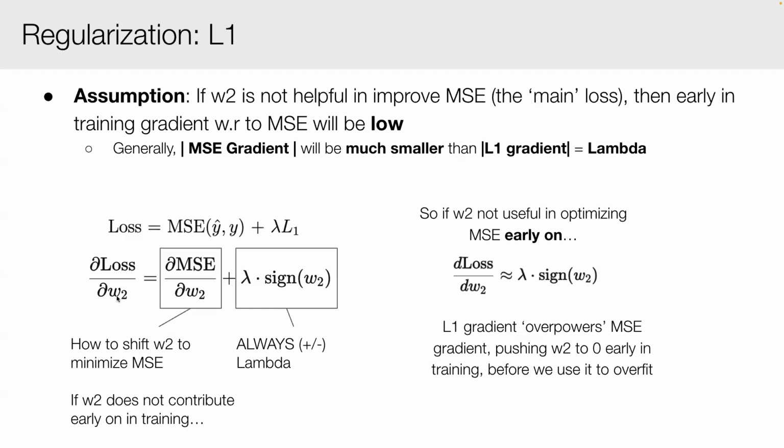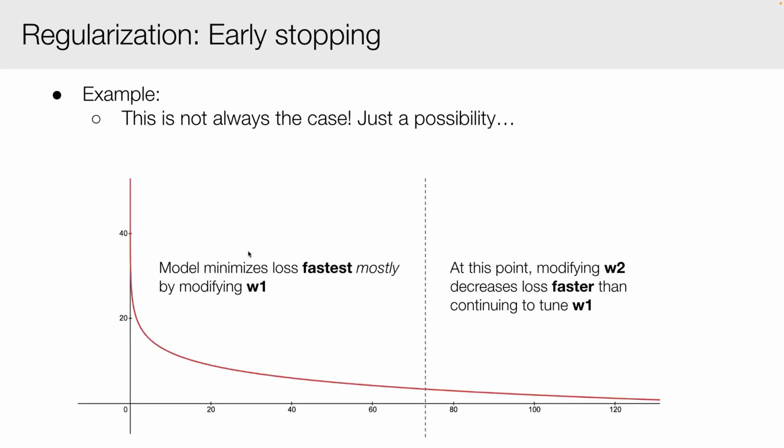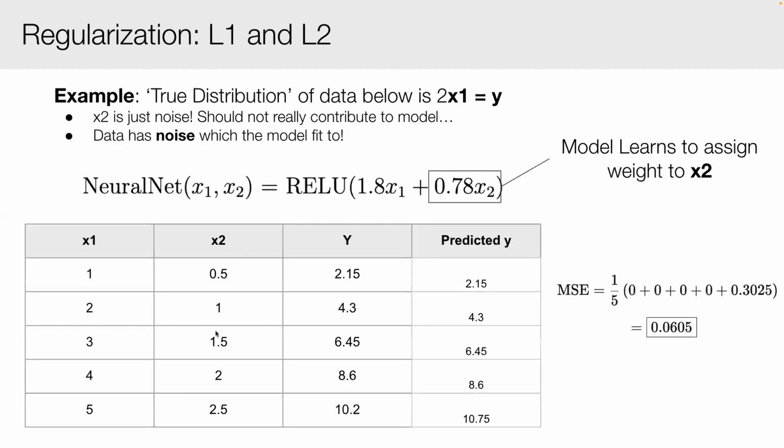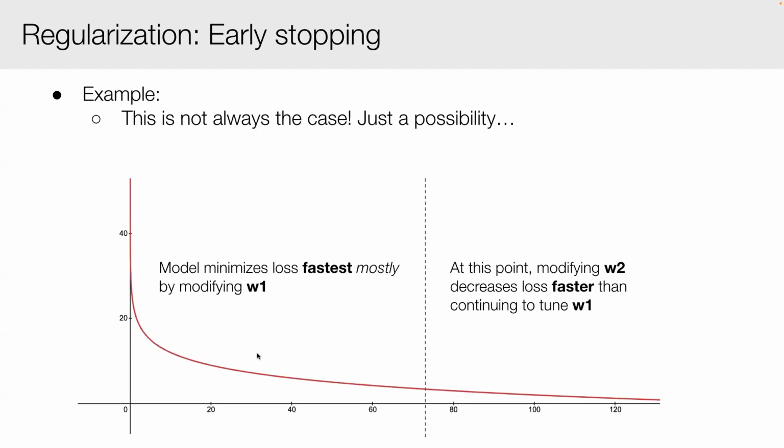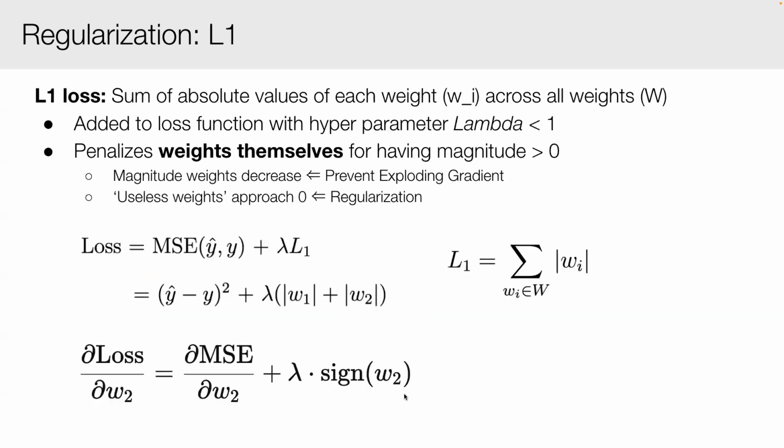Well, remember W2 in our case is controlling the feature x2, and we know that x2 has no relation to y. It's just fitting to noise. And in our hypothetical, the model knows this as well. The model this entire time is optimizing W1. It's not really changing W2 until we get to the point where we've exhausted training W1.